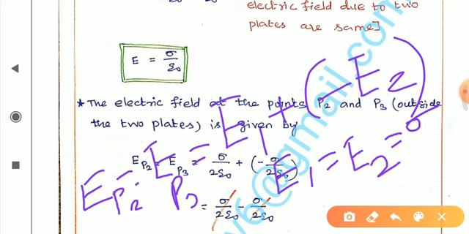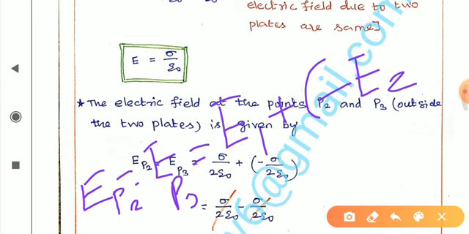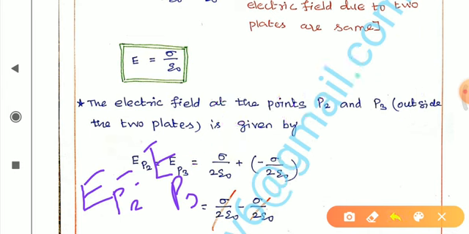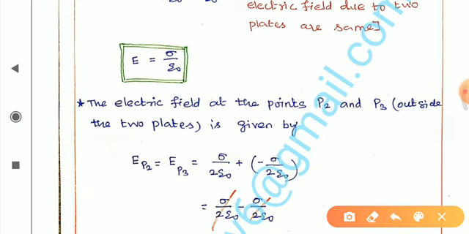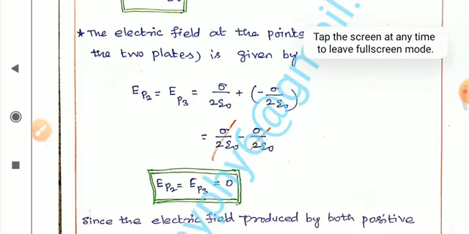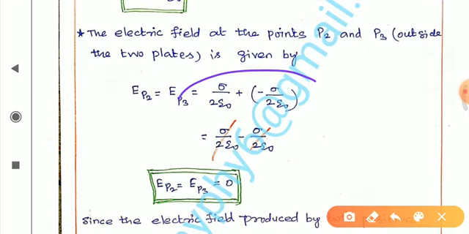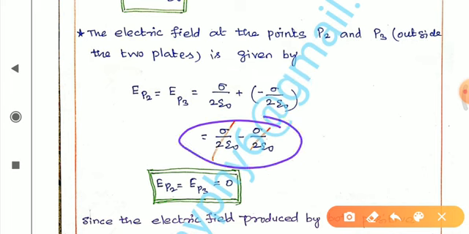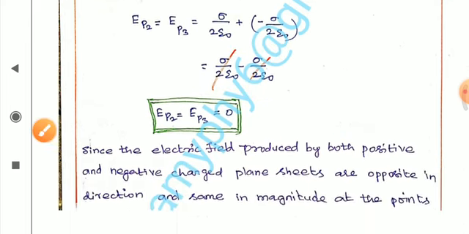Then finally we can simplify these relations. E at the point P2 is equal to E at the point P3 is equal to sigma by 2 epsilon naught plus or minus sigma by 2 epsilon naught. It will be given by sigma by 2 epsilon naught minus sigma by 2 epsilon naught. They will cancel each other. So the electric field outside the two parallel planes is always equal to 0.